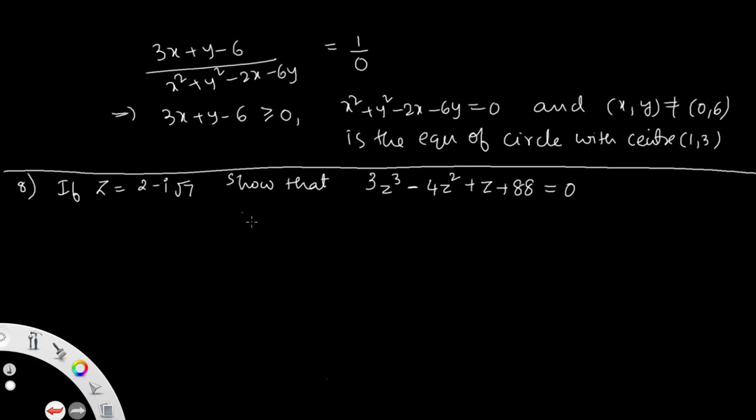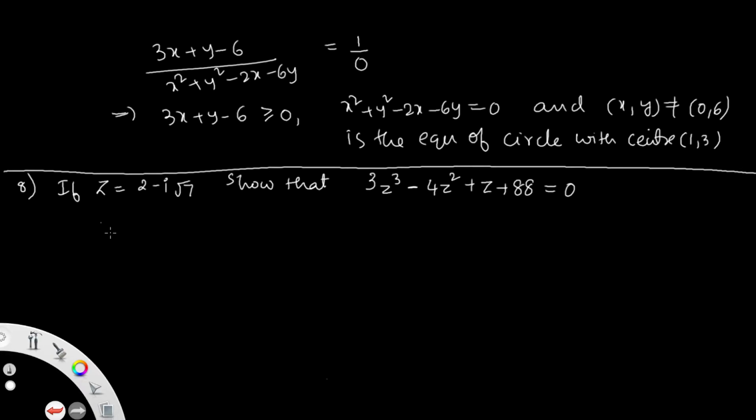The first method is the general method. If the z value is given as 2 - i√7, then substitute it in this: 3(2 - i√7)³ - 4(2 - i√7)² + (2 - i√7) + 88. After simplification the total value becomes 0. That is the general method. But I am saying here, if the condition is given z = 2 - i√7, there is another method for solving this.